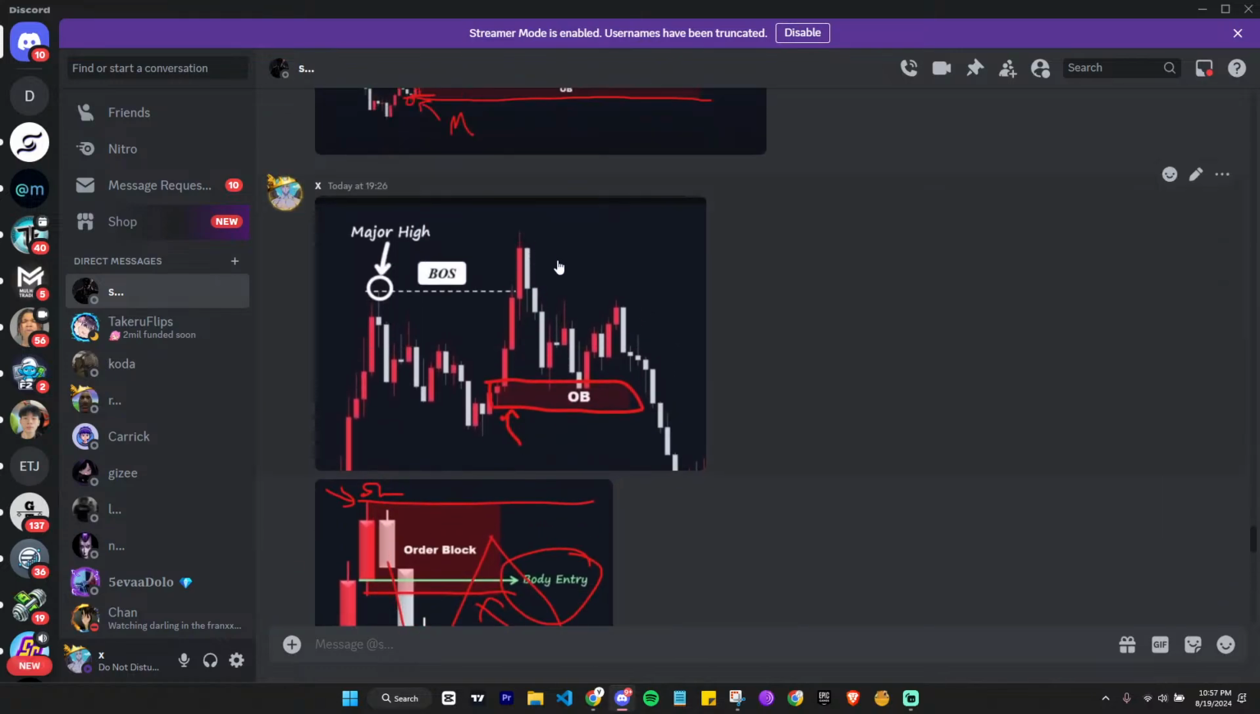So you see there is an order block over here. But is it really an order block? No. You know why? This has been wicked into multiple times.